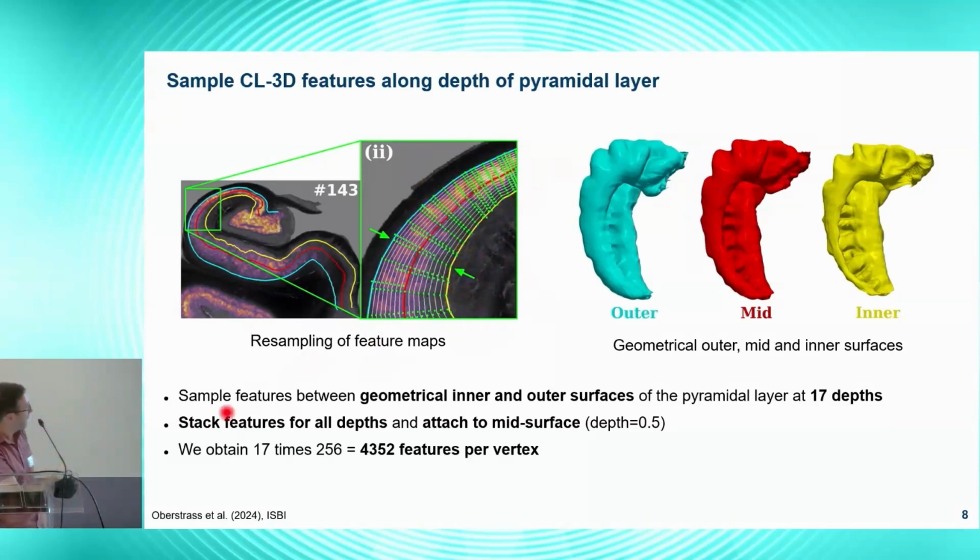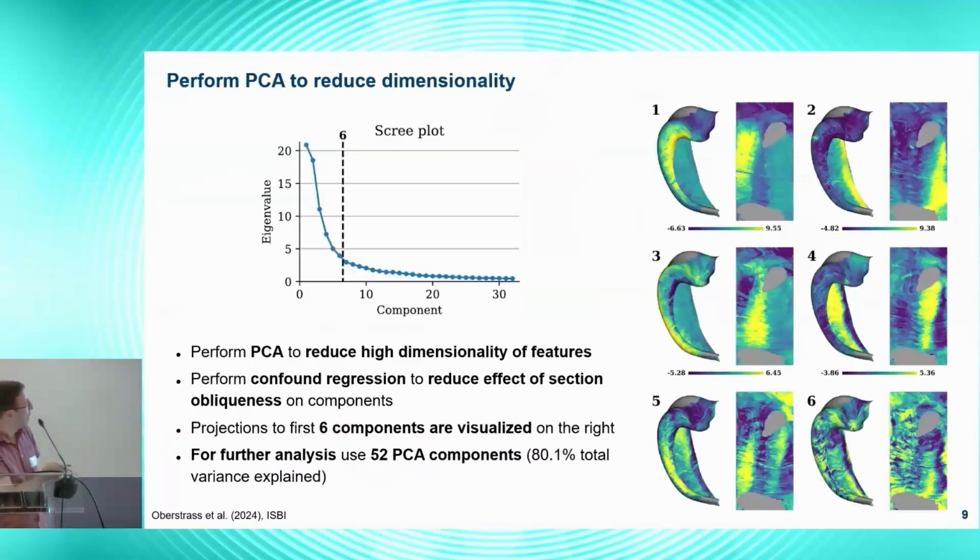Yeah, we did this at 17 different depths, and concatenated these features, which are of size 256. So what we obtained is for each surface vertex here, a feature which is more than 4,000 dimensions. And that's of course huge. So we used PCA to extract the most relevant components here.